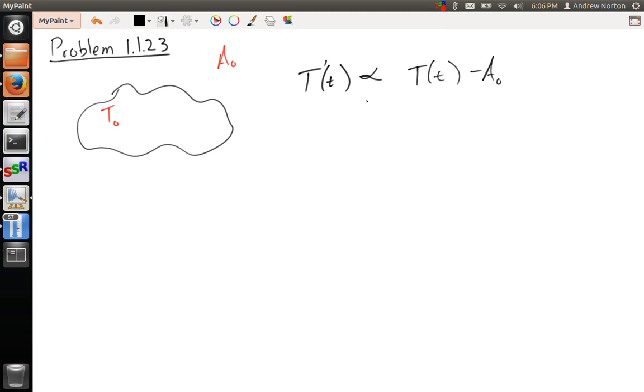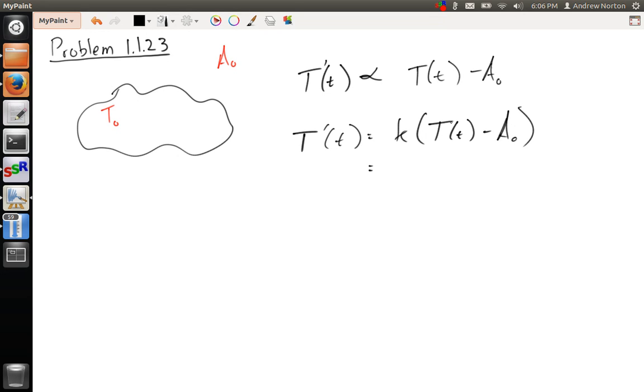We're not going to be raising the temperature of the world just by setting our nice cup of hot cocoa outside or something. So this tells us that T prime of t is equal to k times (T of t minus A naught). That's as far as we can really go.